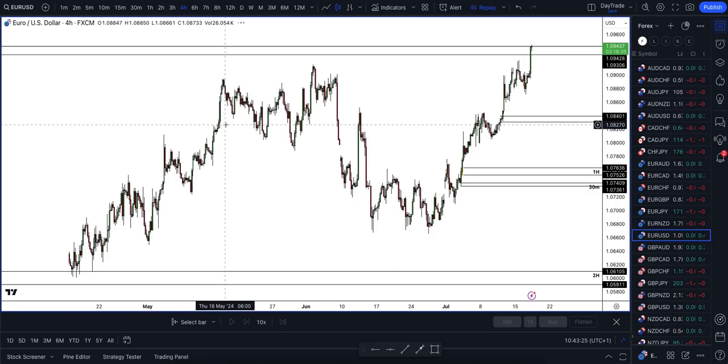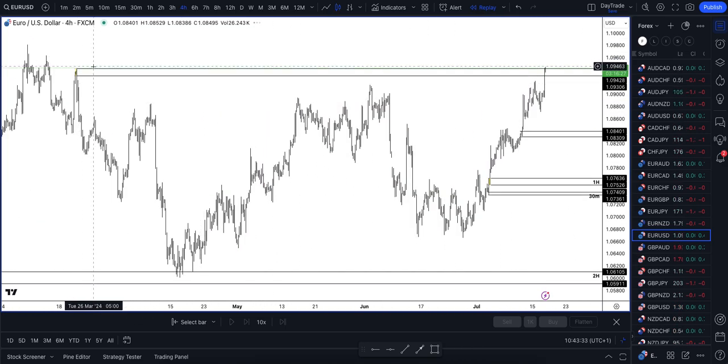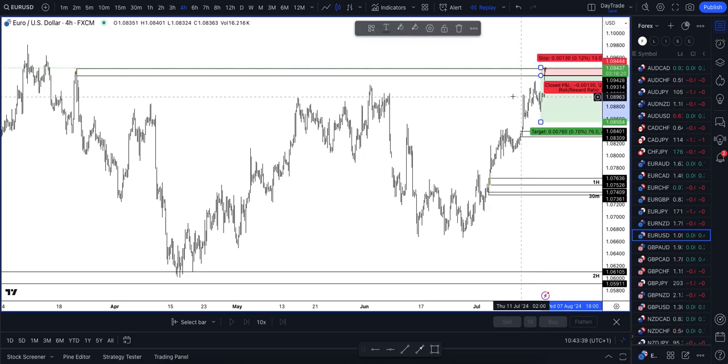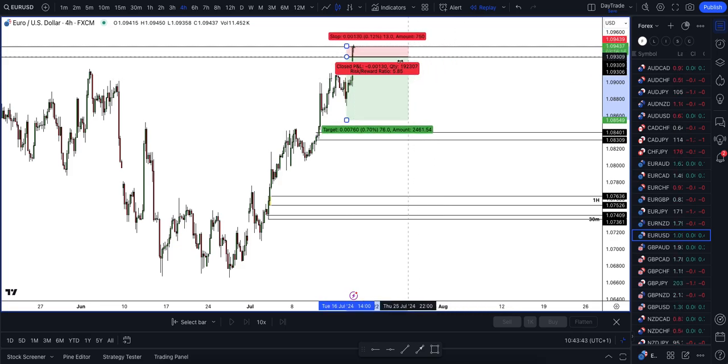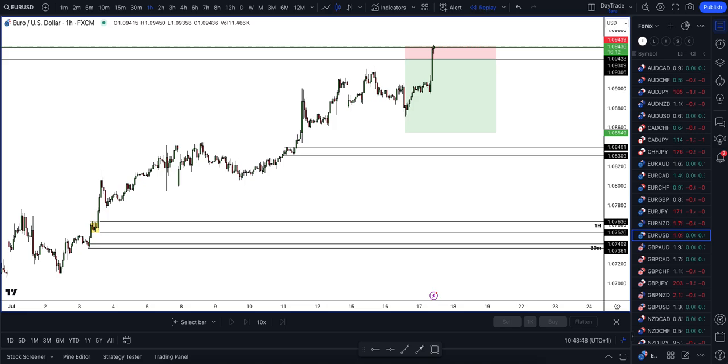Euro USD. A couple losers on this actually this week. So there was a loss on a zone here and a loss right now actually. So I will put this on the chart as a loss, and then we have a potential hourly zone below.